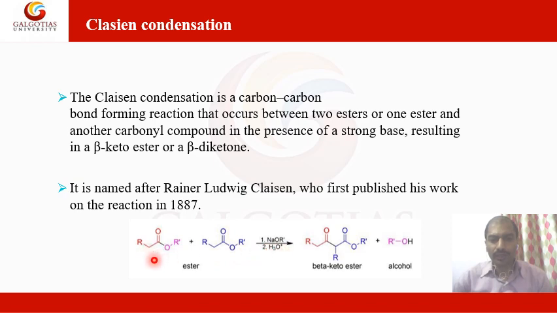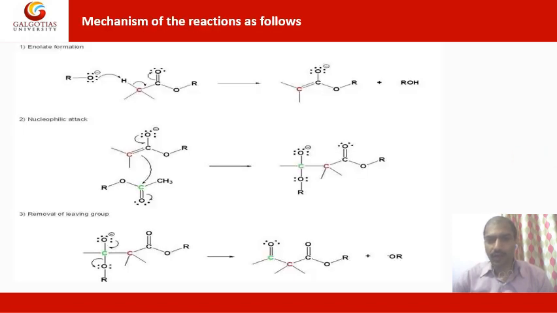Here if you can see, two different or similar esters react and get condensed, making a beta keto ester and an alcohol in the presence of the sodium salt of CH3O-like compounds, or the alkyl groups. This R is the alkyl group, followed by an acidic medium. So how does the reaction happen, this mechanism?